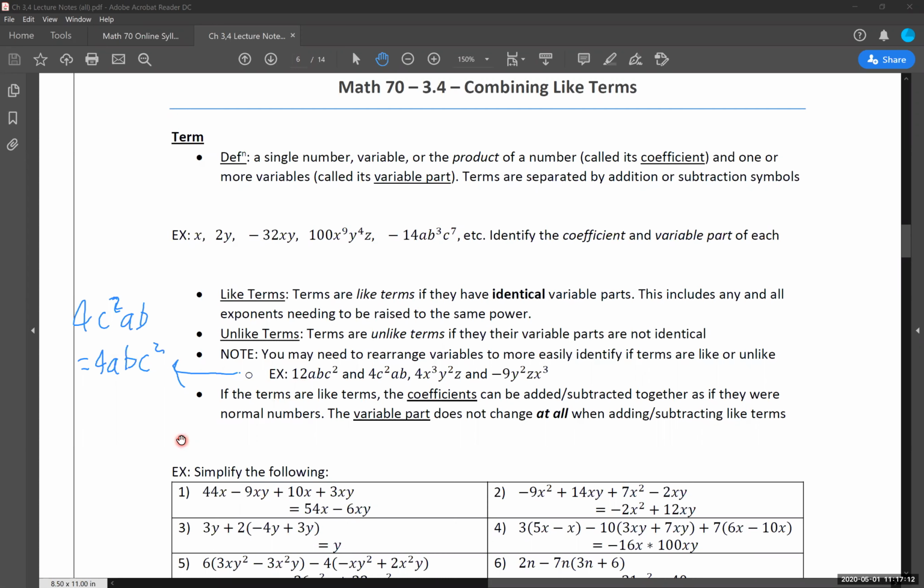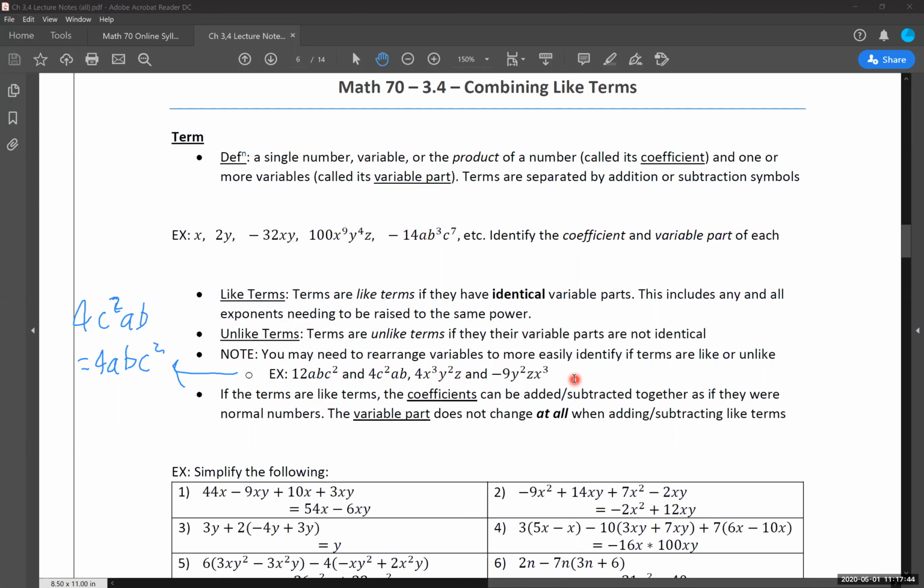Those properties that we went through at the very beginning of this chapter are going to be coming back, and they will be useful, especially when we're trying to identify if I have like terms or unlike terms, and what we can or can't add together. So rearranging the variable parts of these terms can be very handy this entire section. I have another example over here that we can go through, and again, we would just be rearranging the variables to the order that we would need to see if these things are like terms.